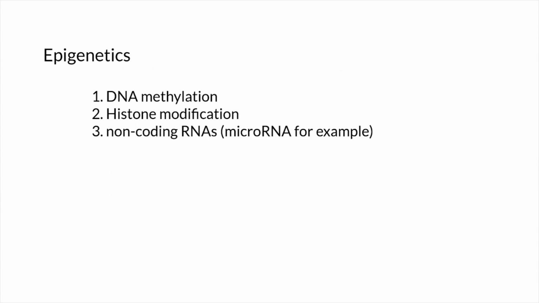There are three main categories of epigenetic changes that could affect phenotype. Number one is DNA methylation. Number two is histone modification. And number three is noncoding RNA. And there are many different types of noncoding RNA. All three of these types of epigenetic changes can affect the way genes express and thus affect phenotype. These are heritable and also reversible over time.